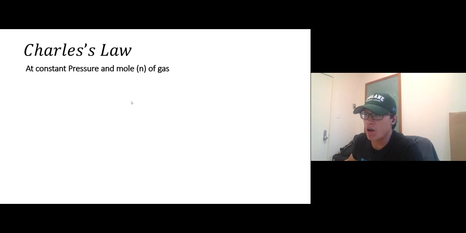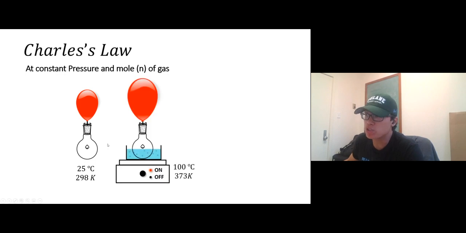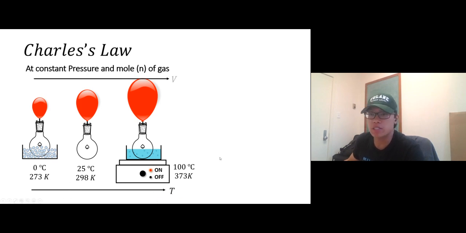All right, Charles' law. Charles said that at constant pressure and moles of gas, this is what he observed. Start at 25 degrees Celsius or 298 Kelvin. The gas has that volume. Increase the temperature, the volume also increases. Decrease the temperature, right now go down to 0 degrees Celsius, the volume of gas dropped as well. Basically, if you increase temperature, the volume increases.